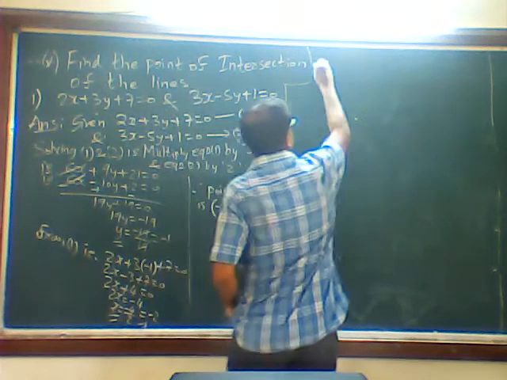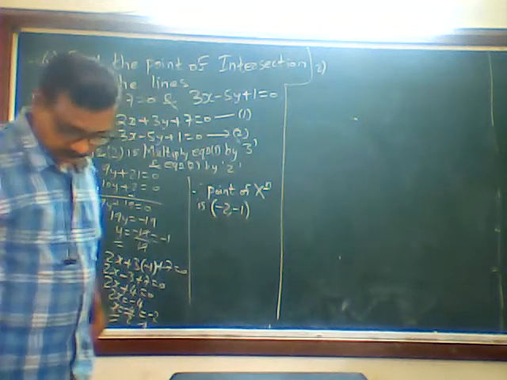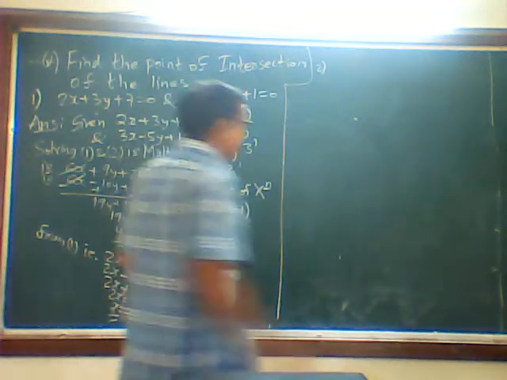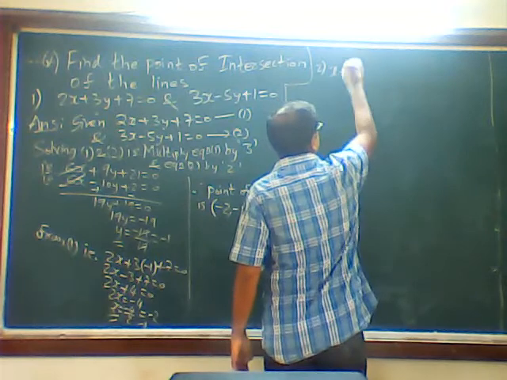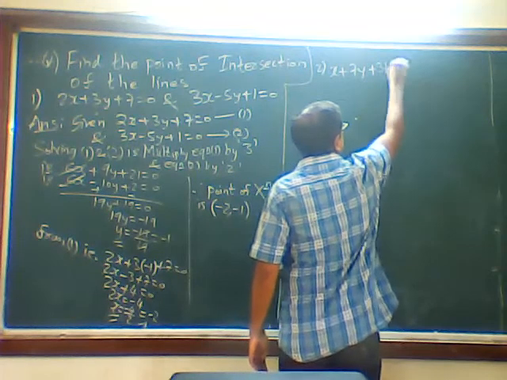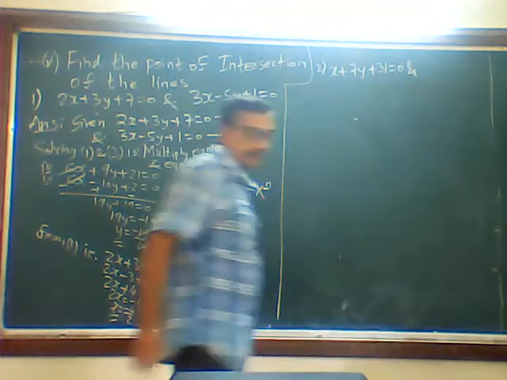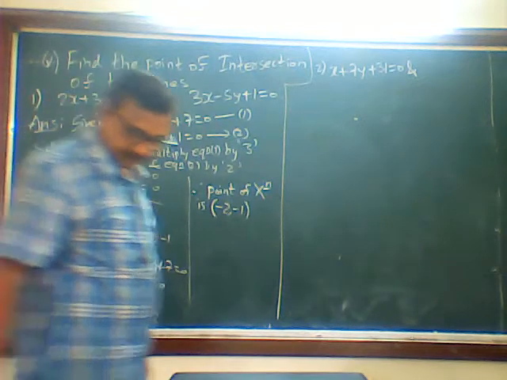Second one. x plus 7y plus 31 is equal to 0. And 4x minus y.